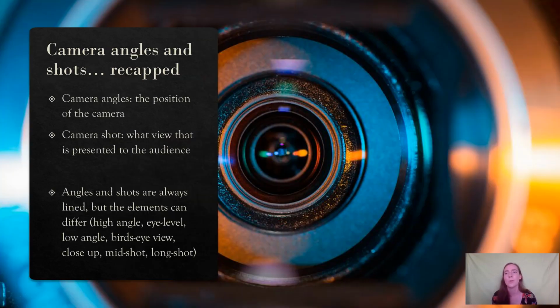So overall, I hope you've learnt the difference between camera shots and camera angles. The camera angle is the position that the camera is in, whereas the camera shot is the view that is being presented to us in the photo. So we've got lots of different types of them, including high angle, eye level, low angle, bird's eye view, close-up, mid shot, and long shot. And hopefully you've worked out the ways that they work together in this video.